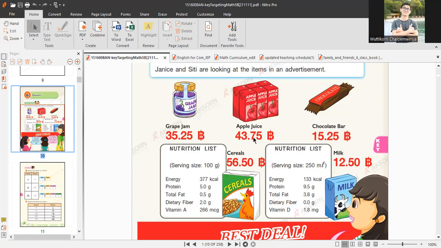Okay, again, pay attention. 0.75. Another way to read the decimal is to pronounce the whole number on the left side of the dot, and say, for example, 43 and 7,500 baht. We call the 7,500 a decimal.